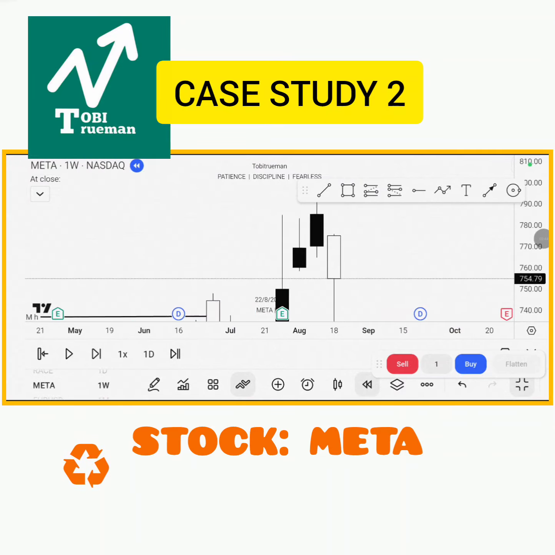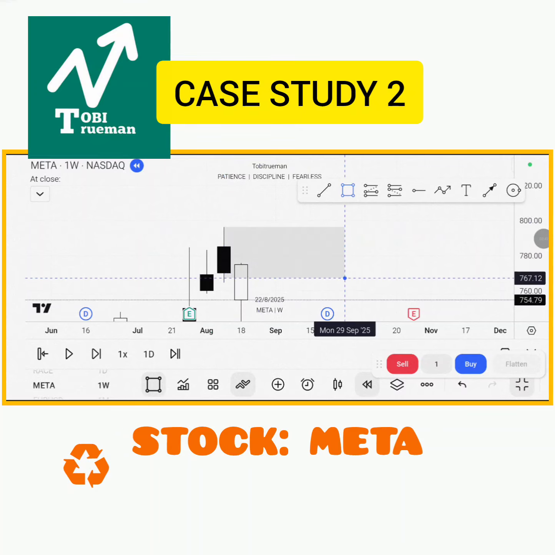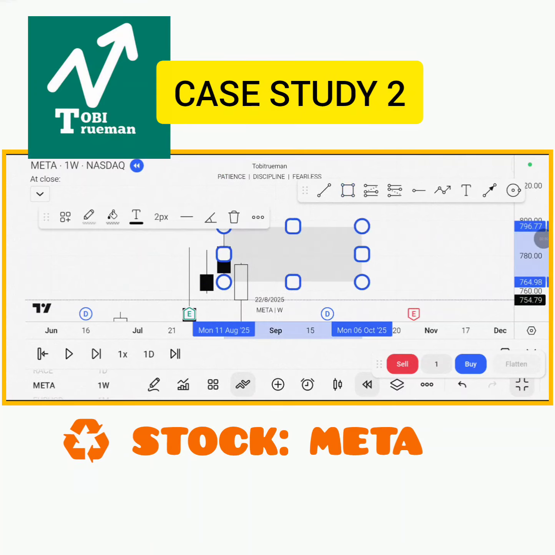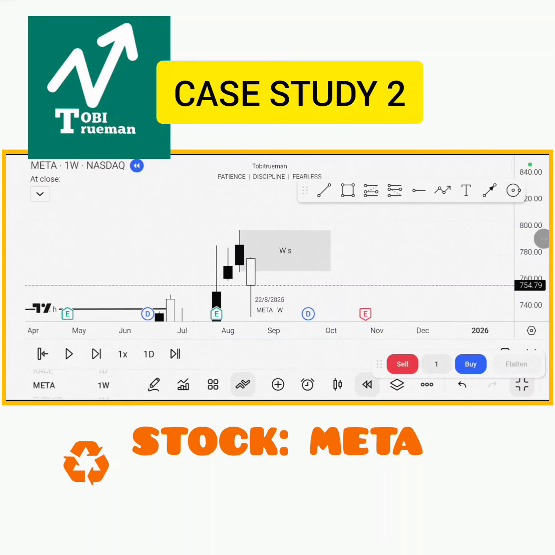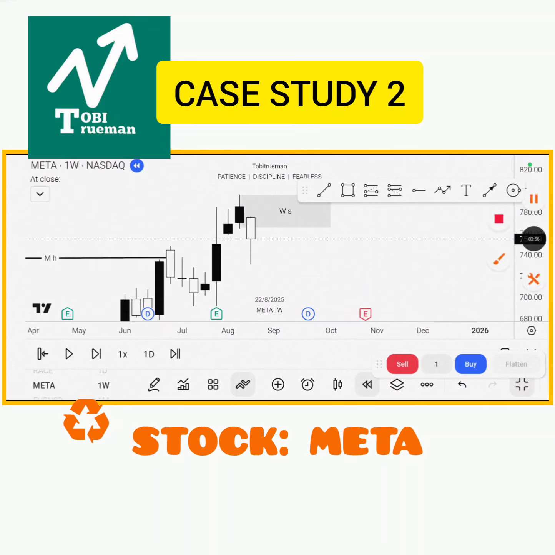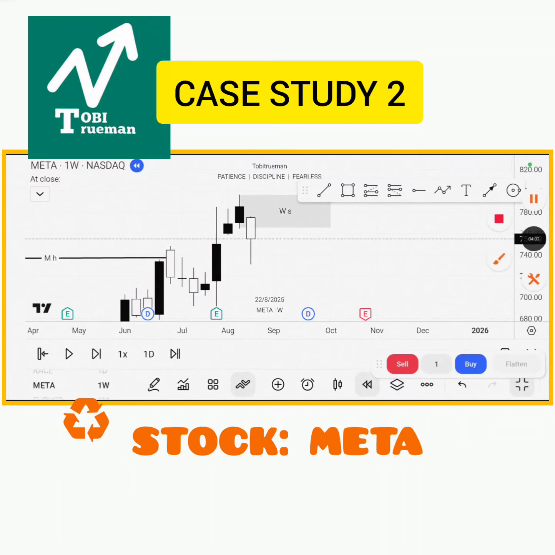Now what is happening over here? We can see that we have an opportunity here. This is the second attempt for a reversal trade. The first instance was here, but we didn't get it right because the candlestick formation was not valid.